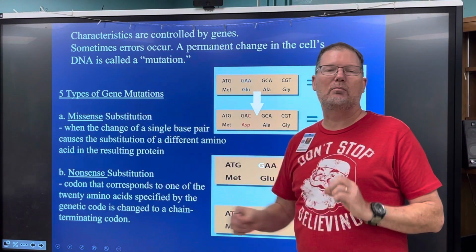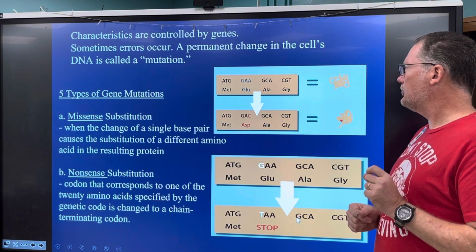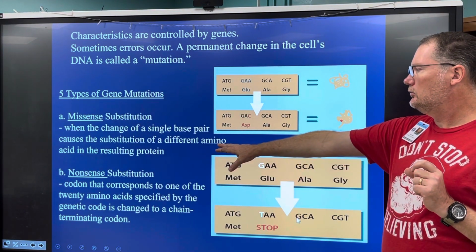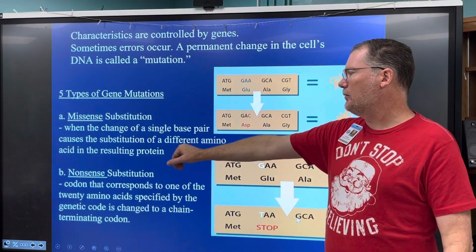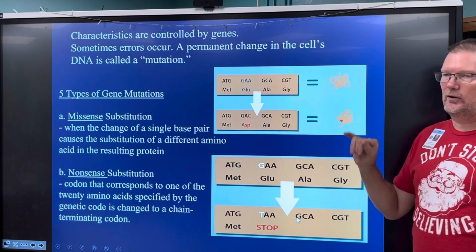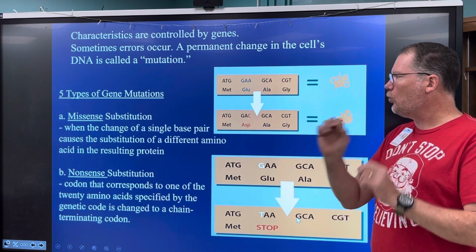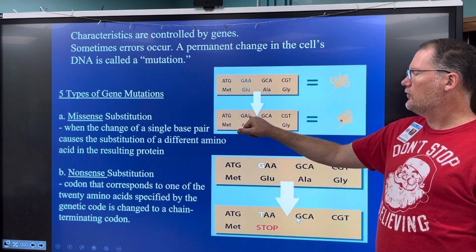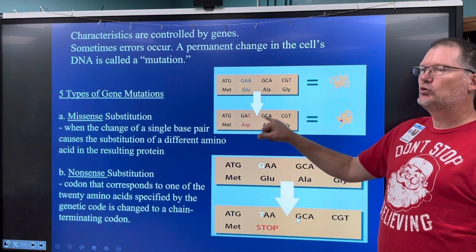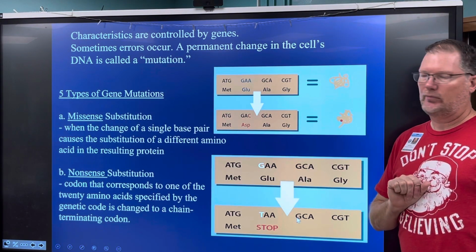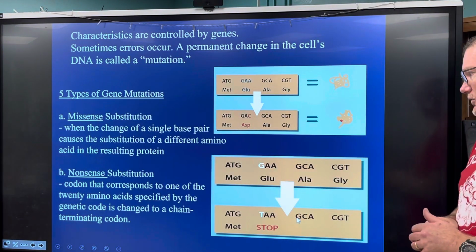So the first one is called a missense, meaning something got mixed up in the base pairs, okay? And so you end up with a different amino acid as the resulting protein. You've got these codes that code for proteins. If you make one mistake in one of the letters, you're going to make a new amino acid, which is going to make a different kind of protein. And that's called missense.